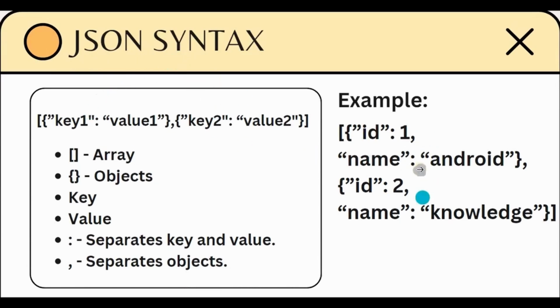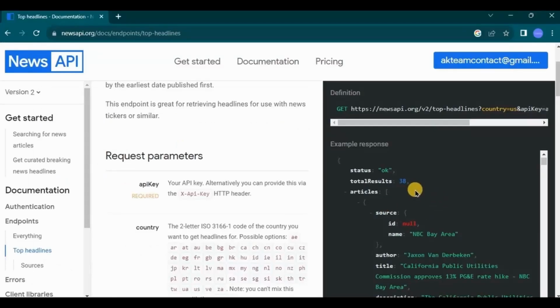We have square brackets, that is array, and inside it curly braces, that is our objects. Each object has key and a value separated by colon. And then each object is separated by a comma. Easy, right? Now, in this response, you can see there are objects in it like status, article, source, author, title, description and all.